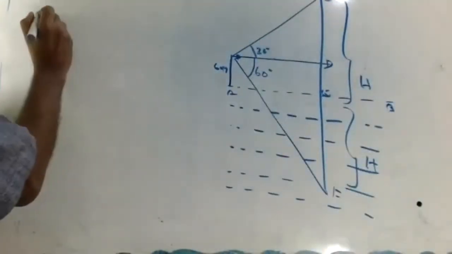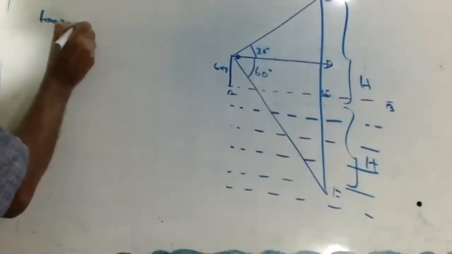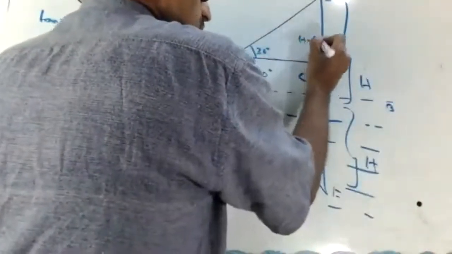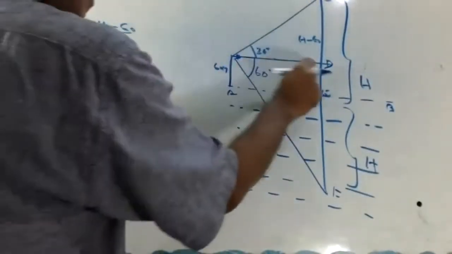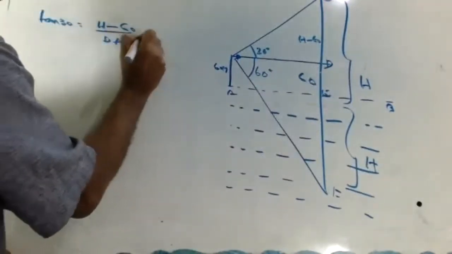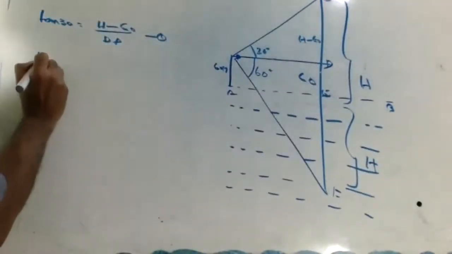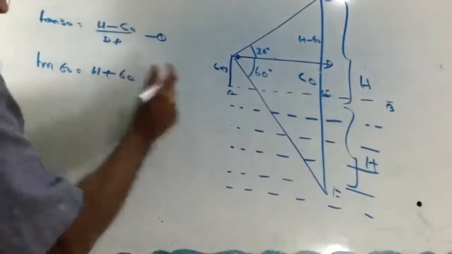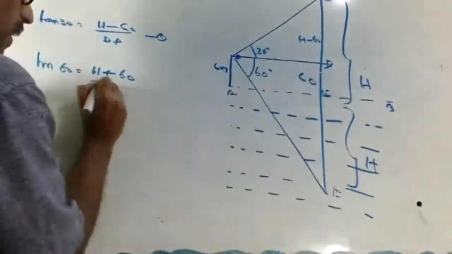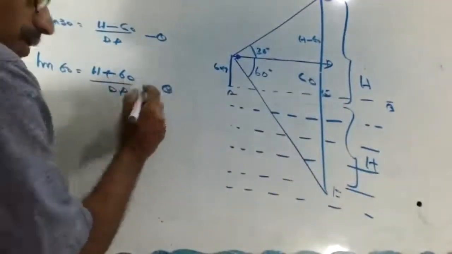Okay, now look here. Suppose this height is h. So this is also h. Don't write, I'll give the note. Now, tan 30 equals, look here, 60, this also 60, so this will be h minus 60 divided by dp. That's number one. Then tan 60 equals h plus 60 divided by dp. Correct or not? We don't want dp here.